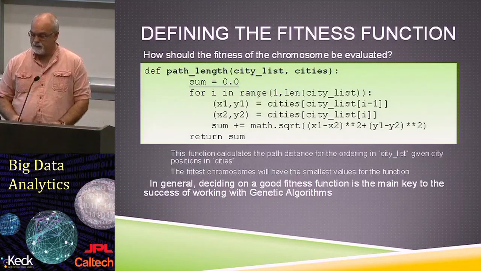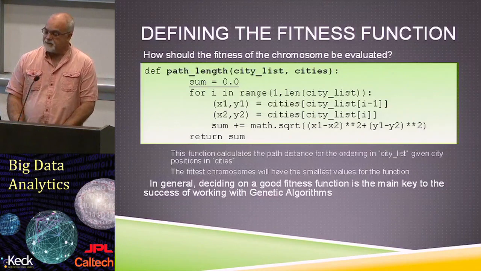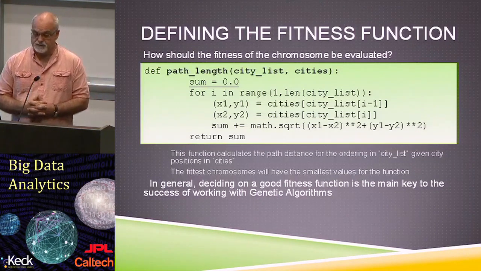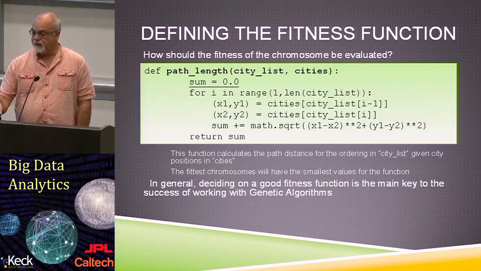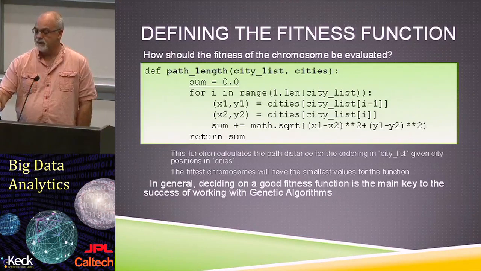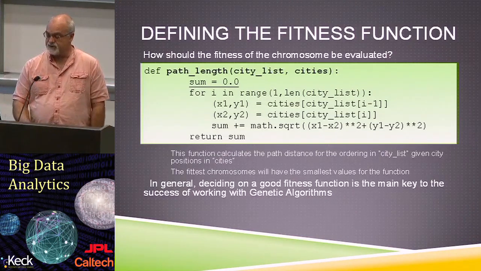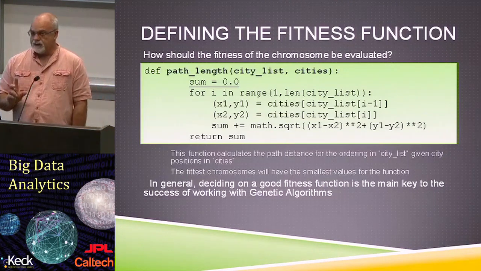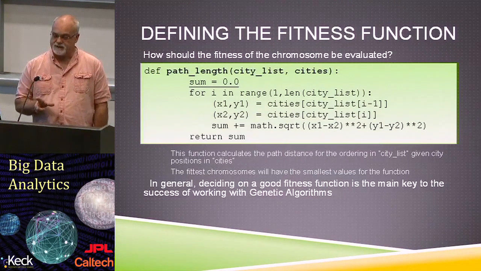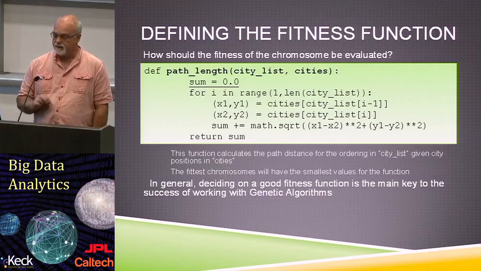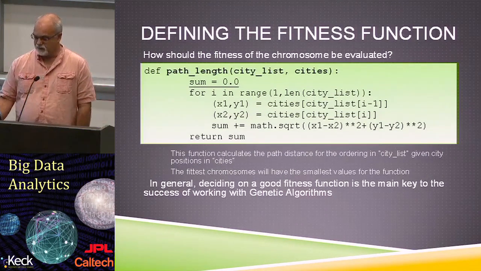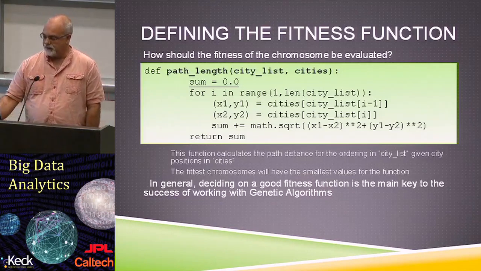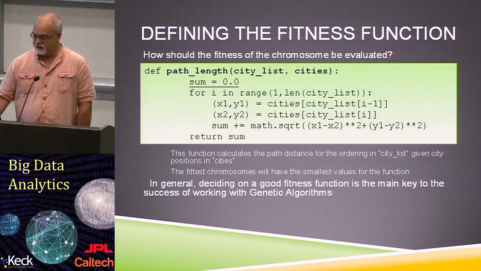Now, defining the fitness function, we already said that the best fitness, the best chromosome, will have the shortest path. And so this little bit of code here does a very simple thing. All it does is look at this particular chromosome, look at all the cities in the list, compute the distance between each of them in order, and sum the path travelled. So in general, deciding on a good fitness function is really the main key to success with genetic algorithms, as we'll see a bit later on. This seems like a good fitness function, at least to me.